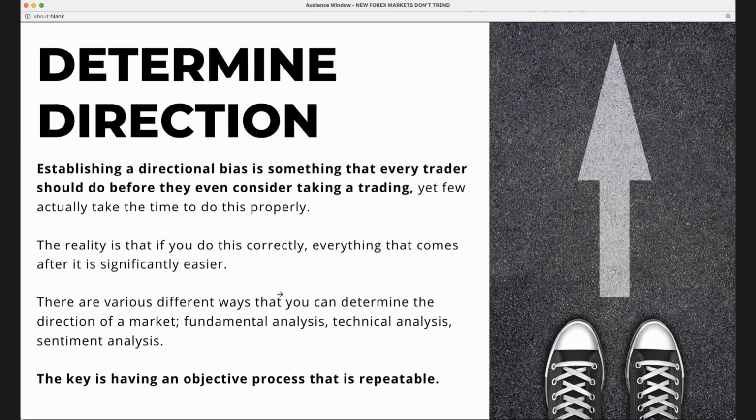Now, there are various different ways that you can determine a directional bias. You can use fundamental analysis. You can use technical analysis. You could use sentiment analysis. But the key is having an objective process that's repeatable.